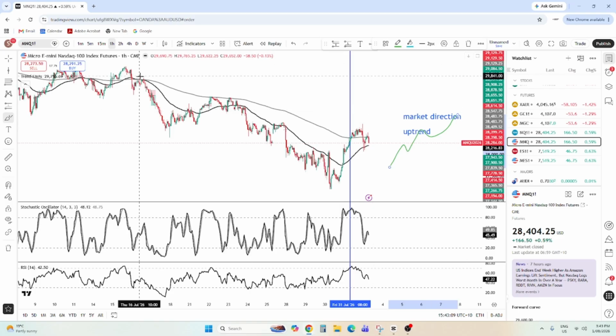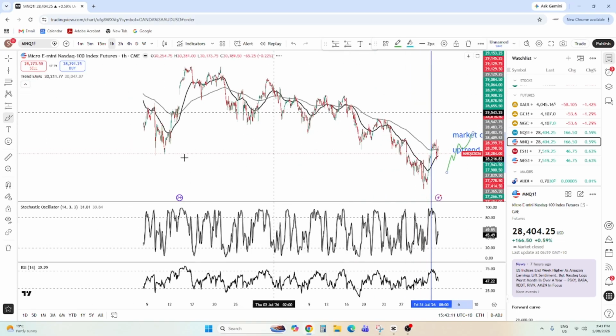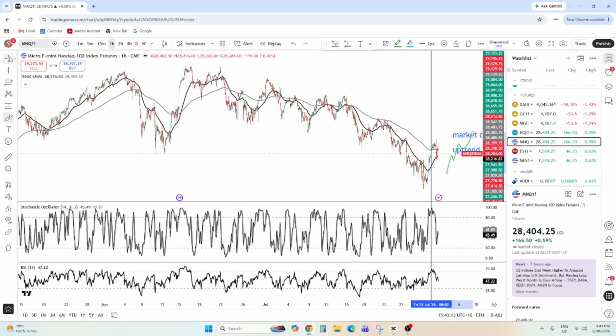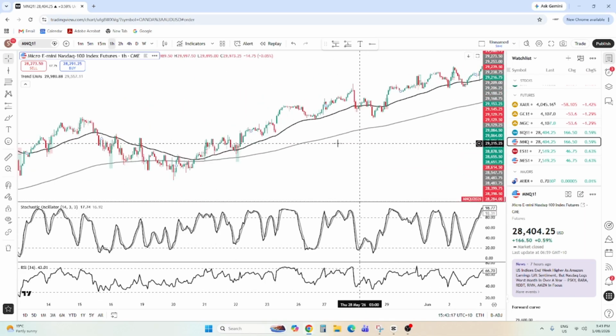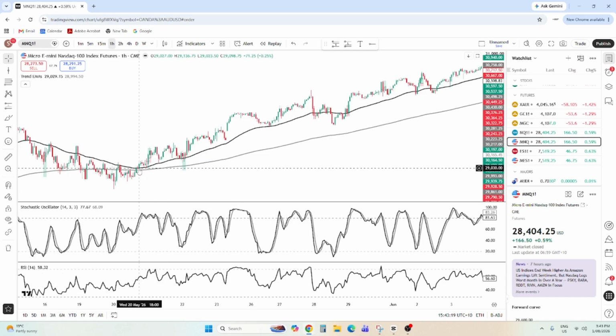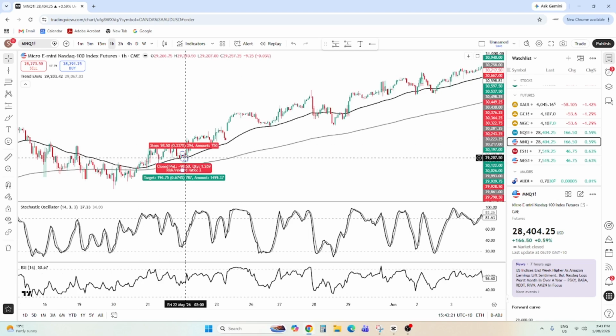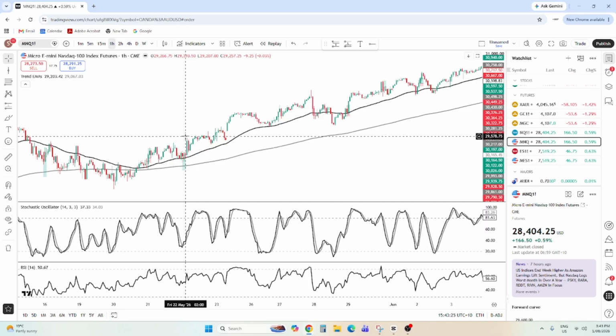Let's just go and find a quick one on the market real quick. See, from here, the market's moving up and it's making higher lows and higher highs. So that's how you know it's an uptrend. So it's going up again. It's making higher highs and higher lows.